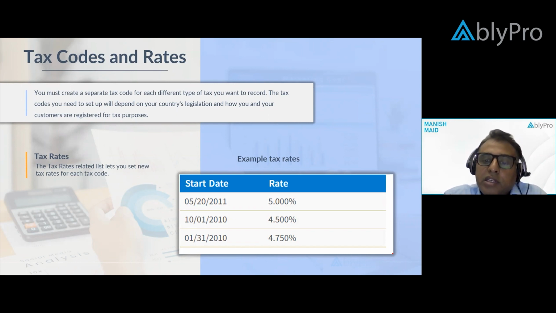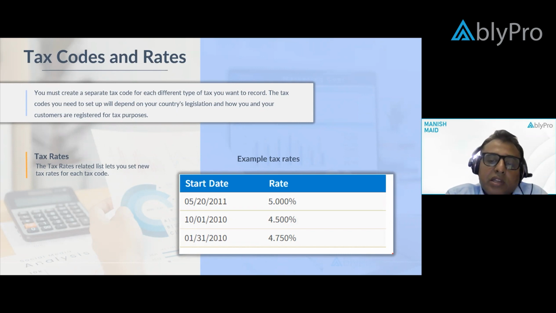There are basically three main types of tax codes here. That is SUT, sales and use tax. Then you have GST, goods and service tax. And you have VAT, value added tax. As we have written here, we must create a separate tax code for each different type of tax we need to record.